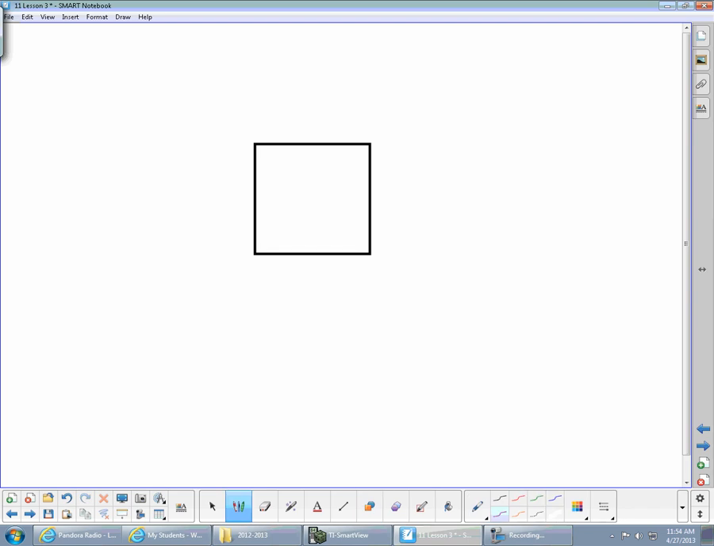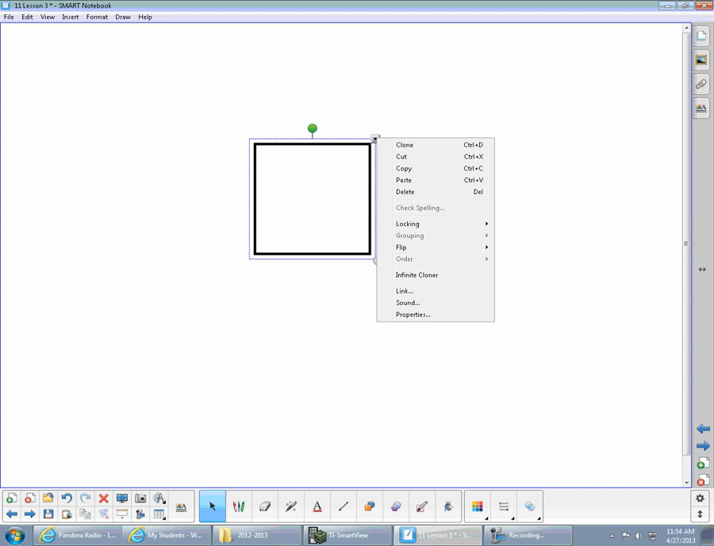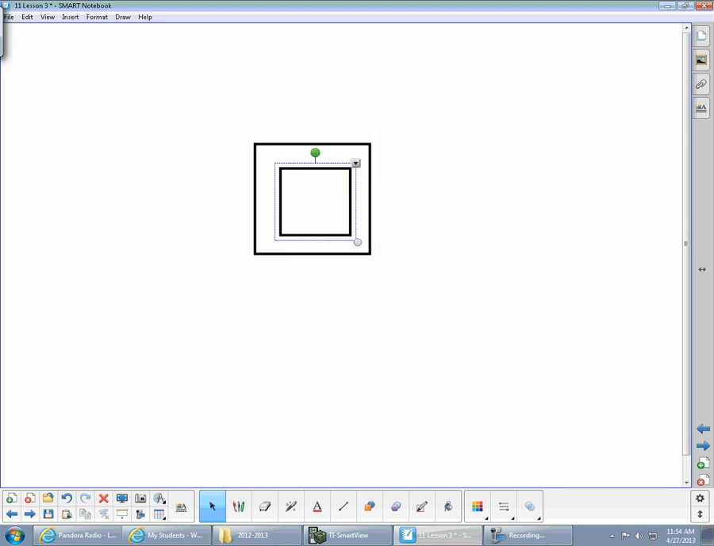We need two squares that are similar. All squares would be similar. I have to clone this. All right, but just make it smaller. Let's make it about half the size.